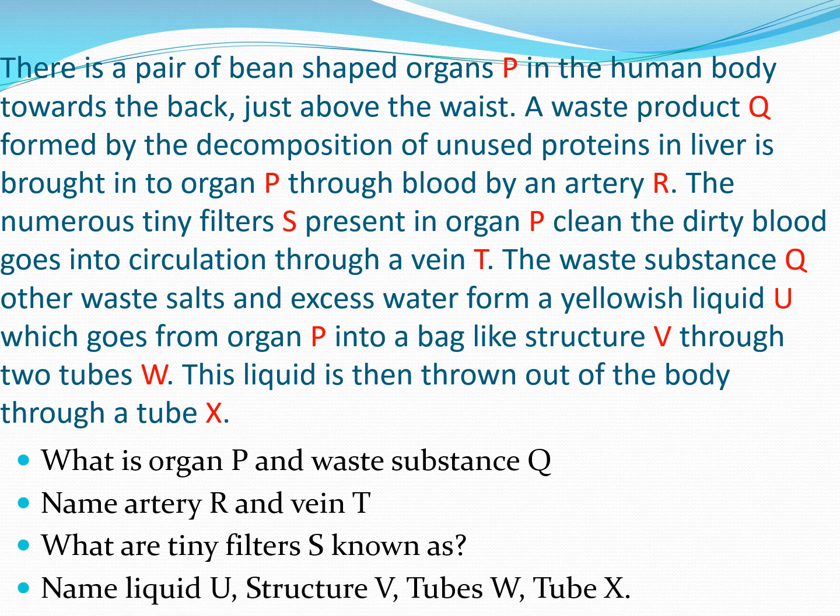Last question: name the liquid U, structure V, tubes W, tube X. Liquid U is urine, structure V is urinary bladder, tubes W are ureters, and tube X is urethra.